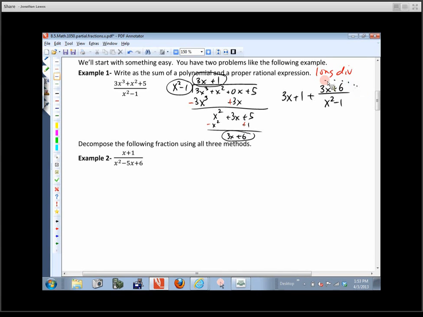Okay, now take a look at the instructions. The instructions said, write this as a sum of a polynomial and a proper rational expression. Is that a polynomial right here? Yes. And is that a proper rational expression? Yes. The degree of the numerator is less than the degree of the denominator, so we're in good shape there. Okay? Any questions?